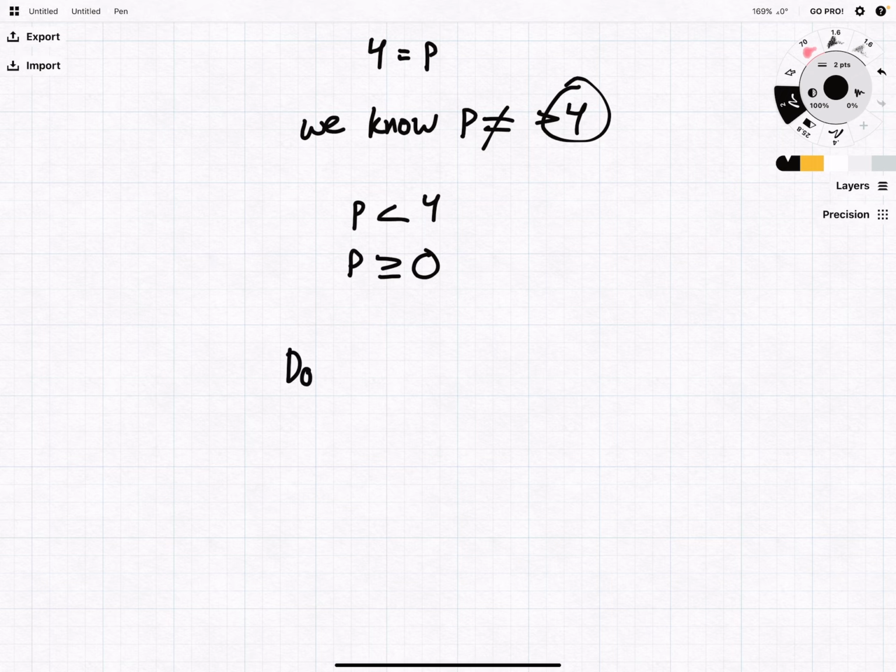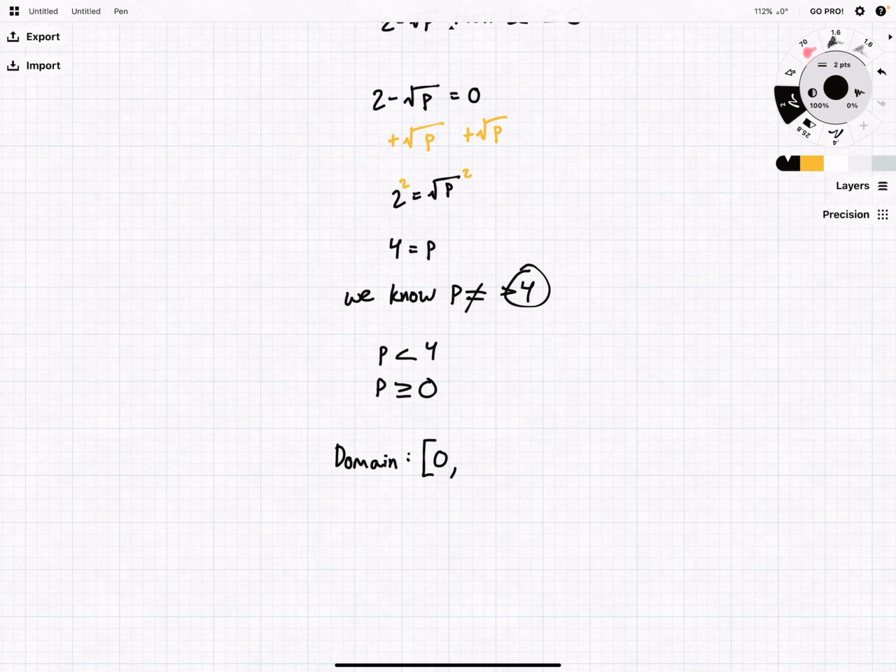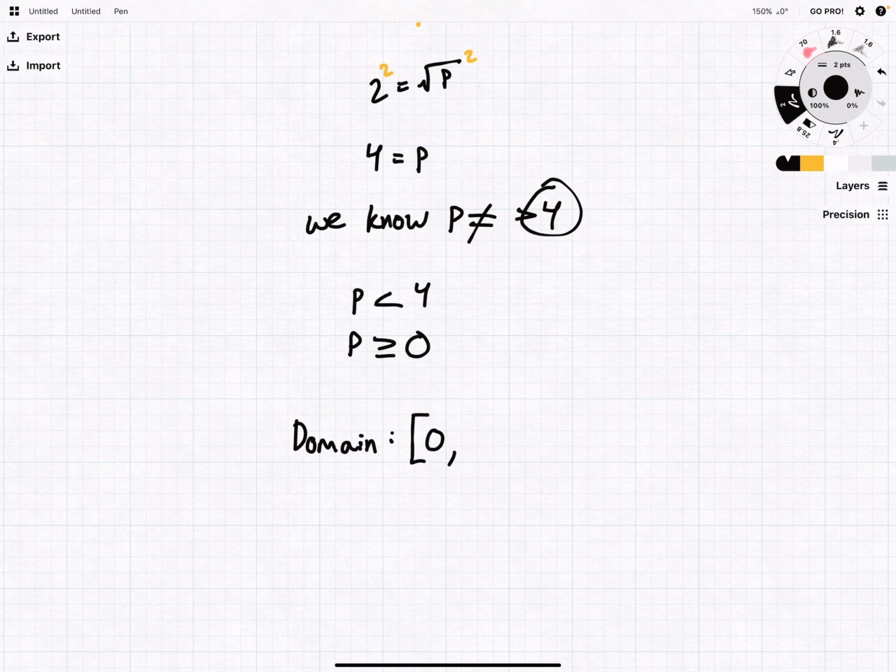So for our answer, we'll write domain, and that's going to be equal to a closed bracket starting at 0, because it's completely fine for p to equal 0. If you have a 0 under a square root, it'll just be 0. And then up to, let's see. Oh, I made a little mistake there. p cannot be greater than 4, but it can be equal to 4.